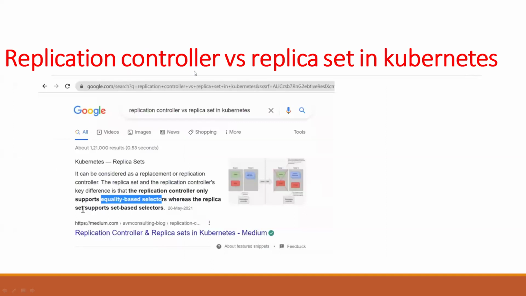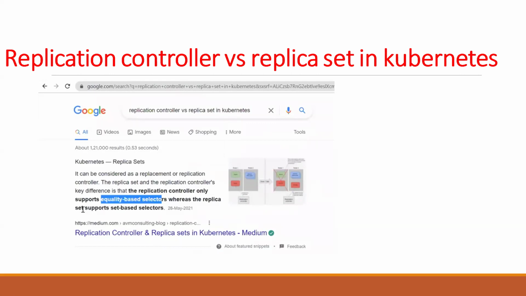So, replication controller versus replica set in Kubernetes. A Kubernetes replica set can be considered a replacement for a replication controller. The key difference is that the replication controller only supports equality based selectors, whereas the replica set supports set based selectors.